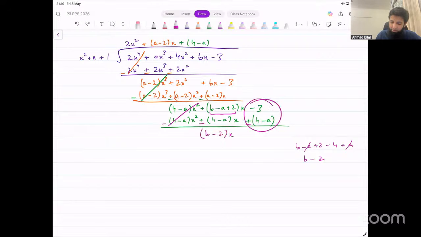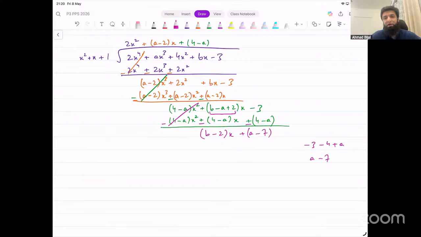And then this last term, what is this going to be? Again, you can write it down on the side. Minus 3 minus 4 plus a. What does that become? A minus 7. So we've got a minus 7 as the constant term. This is what we're getting.